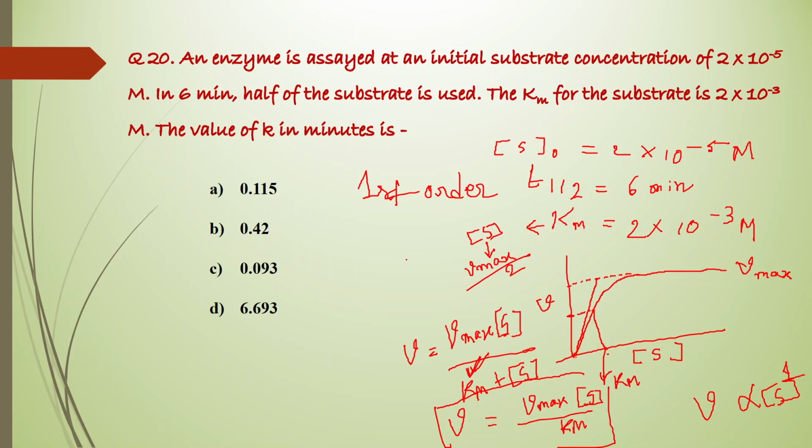Now we have to determine the rate constant of the reaction. What another value do you have? You have the value for T half. Then what is the equation from chemical kinetics?